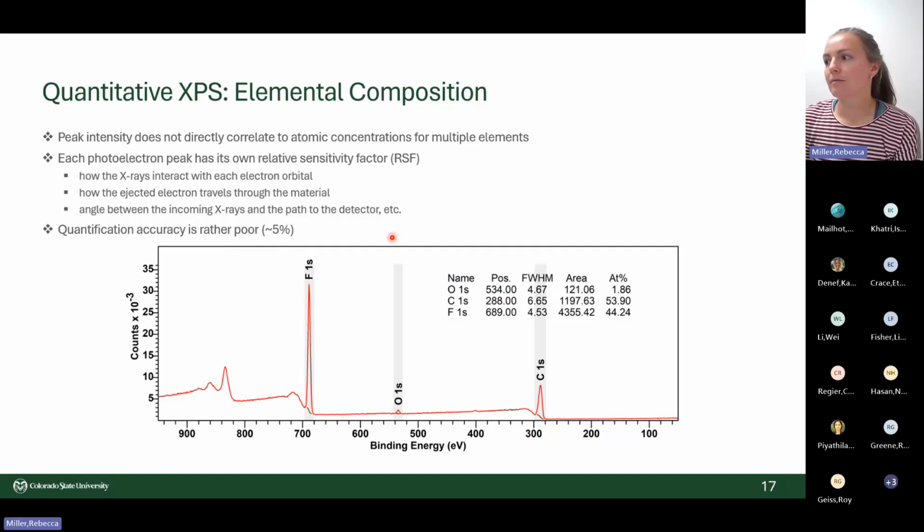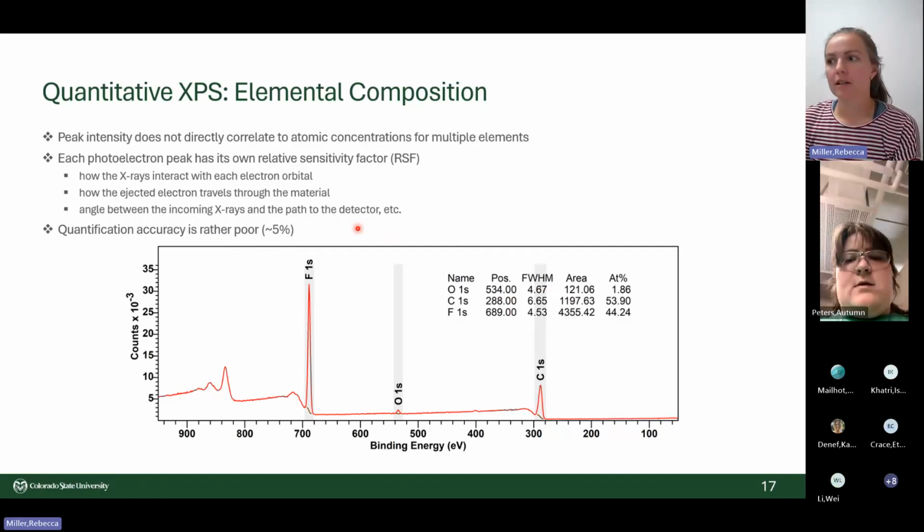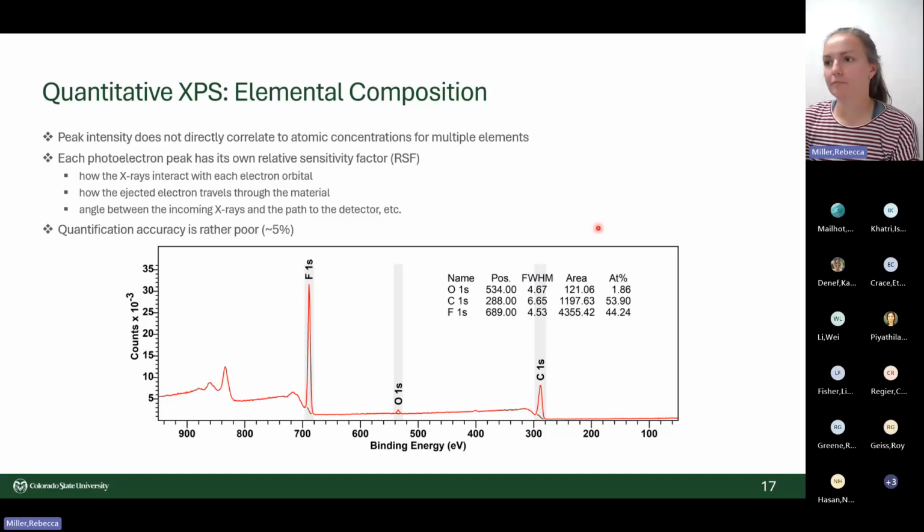Yeah, so trying to see general trends from sample to sample is a good practice.